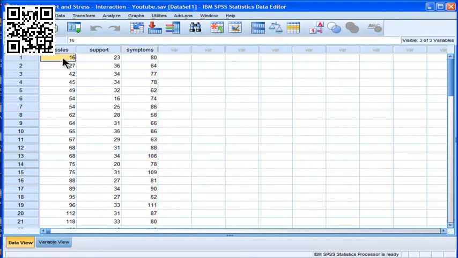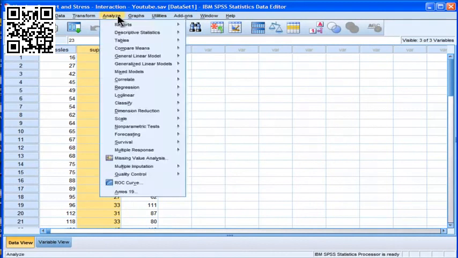So to test this hypothesis statistically, usually what you have to do is model the interaction effect by a product term. You literally multiply hassles scores by support scores. So this is your independent variable, your main effect, and this is a main effect, and you multiply the two effects together. But before I do that, let's look at the correlations between the variables.